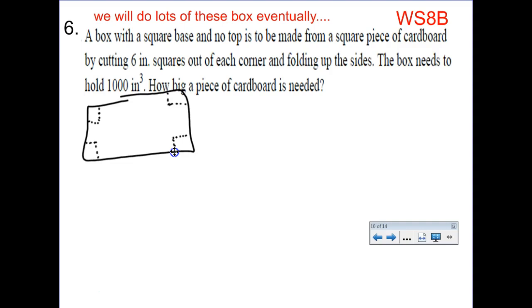So in order for our box to be not lopsided, everything is the same on all the sides, and then they're going to fold them up, right? Let's talk about the clues. They're going to cut 6-inch squares out of each corner. So each one of these little pieces is 6 inches.